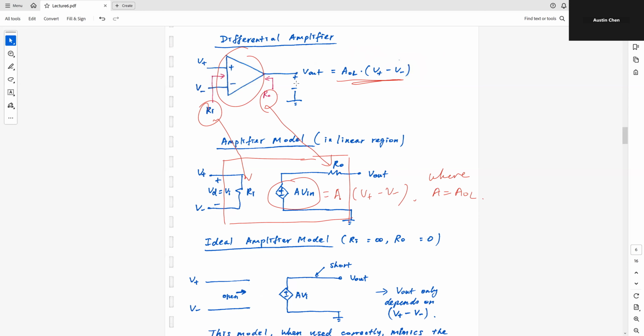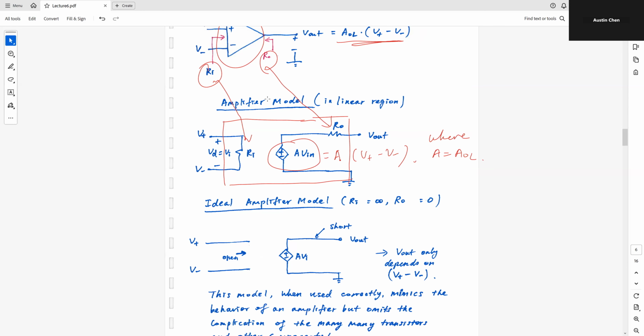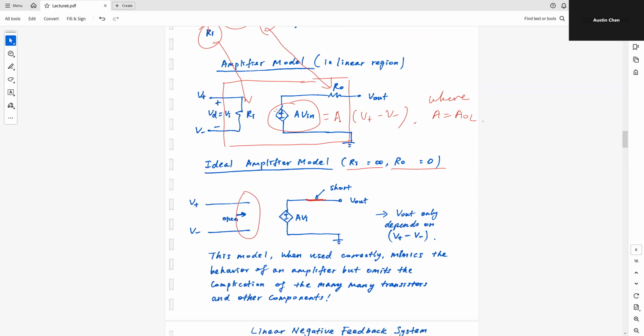All right, so similarly, for an ideal case, Ri should be equal to infinity, so I can simply remove that Ri, because now it's open. And also at the output, RO, I can now replace it with a short. So I can basically just take off this Ri and RO in an ideal op-amp model.